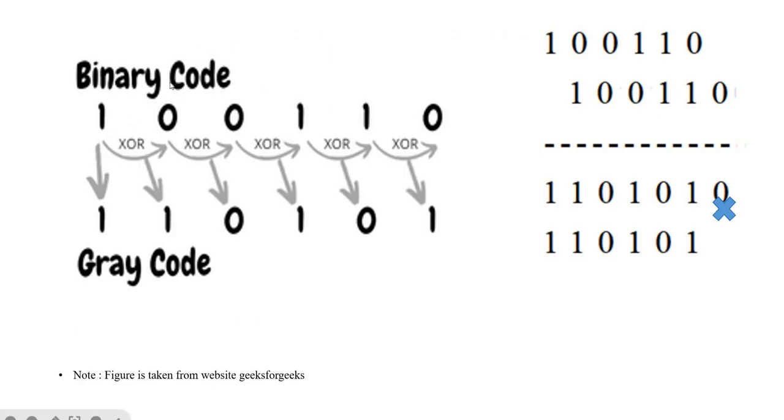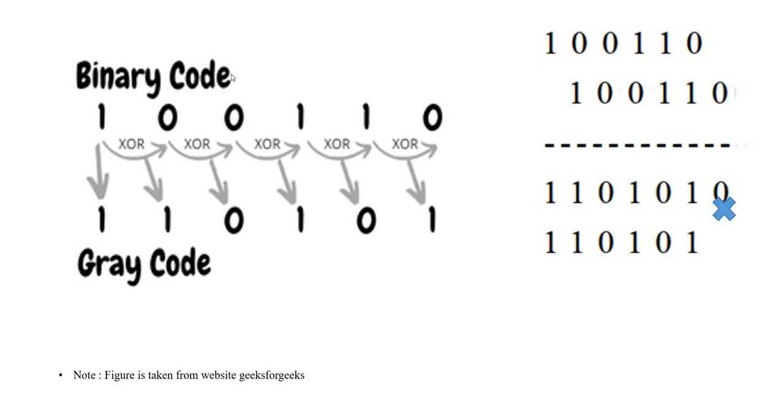Now here you can see how the binary code is converted to gray code. This is the binary number, that is 100110. Now we want to convert this binary code to a gray code. For that, the MSB remains the same. The MSB of the binary code and the MSB of the gray code are both the same. Now for the subsequent bits, what will we do? We will take the MSB of the binary code, and it is XORed with the next bit, that is 0. So 1 XORed with 0 is 1.